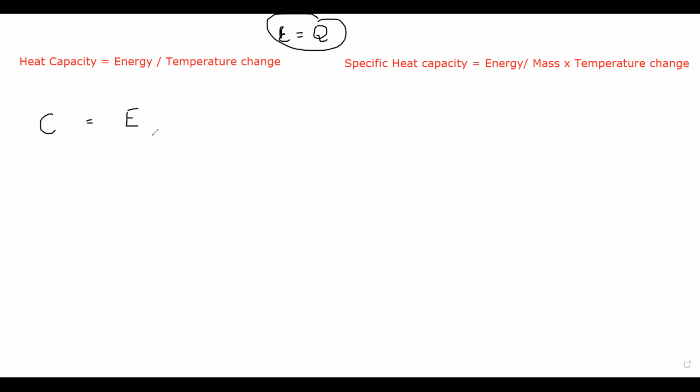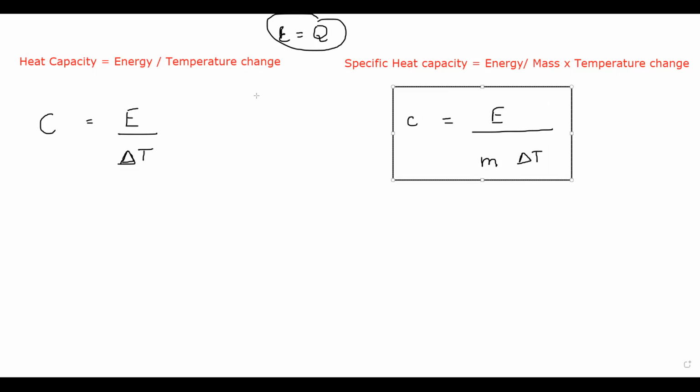Then the temperature change, how do we represent it? Whenever something is a change, we use this symbol, delta. And because it's temperature, it will be delta T, meaning temperature change. So C is the heat capacity, E is the energy, and delta T is the temperature change. Specific heat is also denoted by the letter C, but a small letter. Energy we use E, or you can also use Q, divided by mass, M, multiplied by temperature change, delta T.